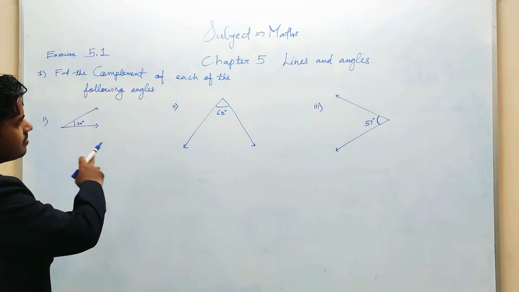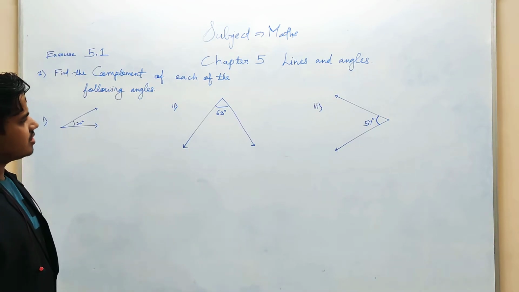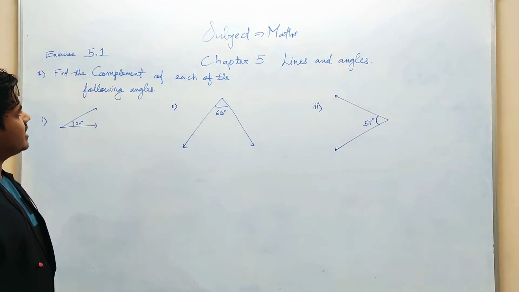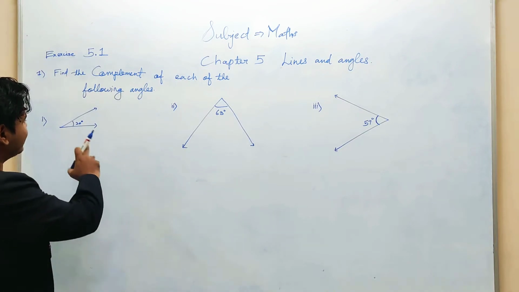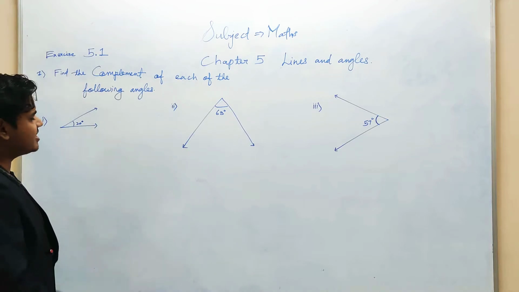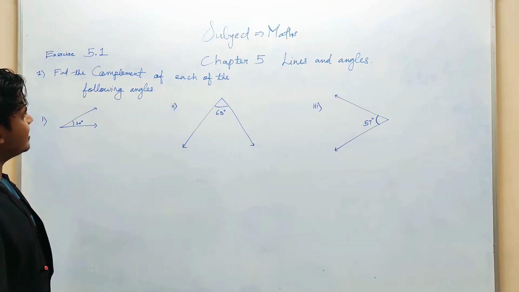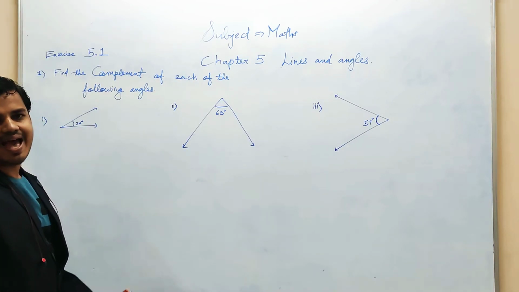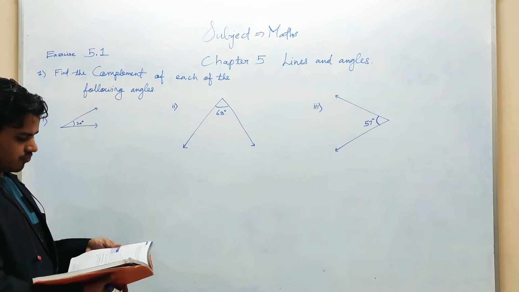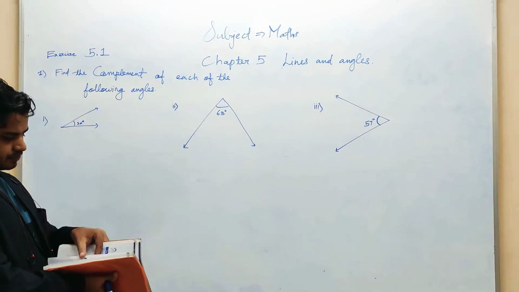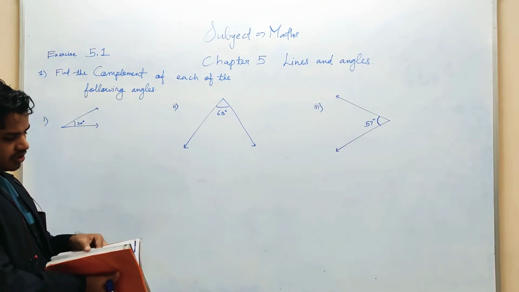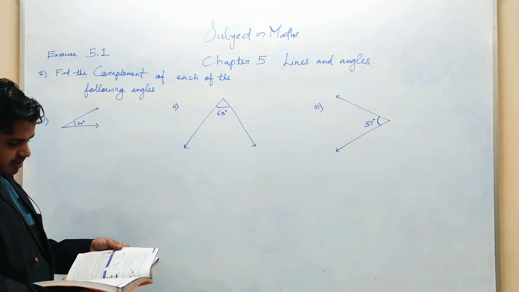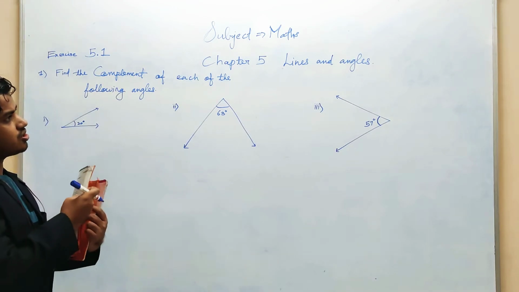So some measures of angles are given. To find out the complement of each of the following angles, we will subtract this from 90. If we subtract this from 90, then we will get the complements of these angles. Okay, so the first example is to find out the complements. So let us solve.